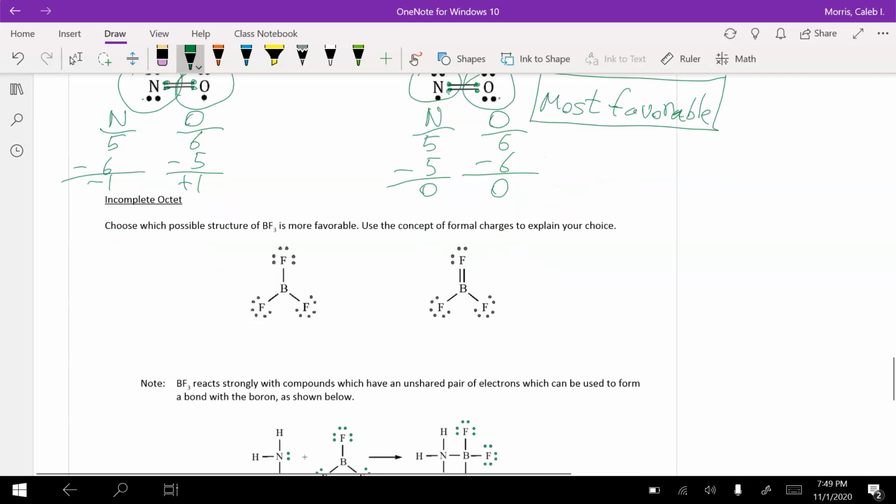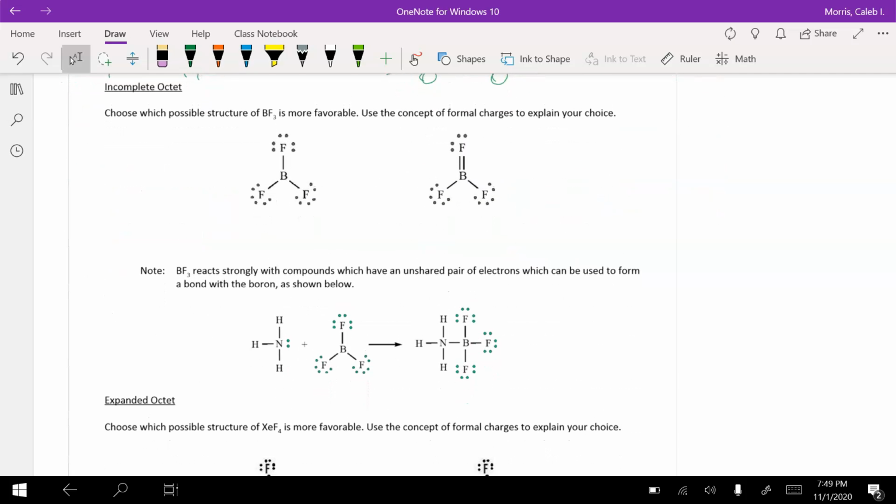structure. Then we've also got incomplete octets, something like BF3. Which possible structure of BF3 is more favorable? We're going to use the concept of formal charges to explain. Now, if you didn't know about formal charges or which elements tend to form double bonds, you wouldn't know the answer to this. Formal charge helps us to answer it. Okay, so boron and fluorine. Fluorine has 7 valence electrons because it's in group 17. Boron is in group 13. It has 3 valence electrons.